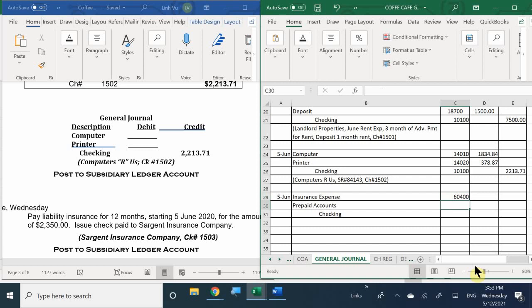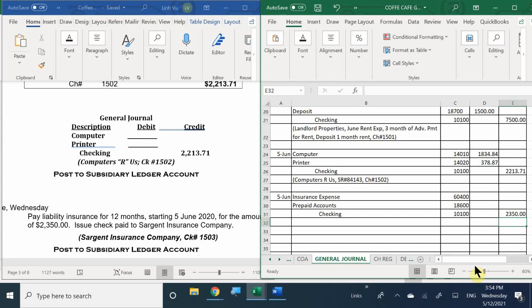60400. Prepaid accounts, right? You can look right above, because we did use that account before. So that should be 18,600. And then, of course, what's my checking number? 10,100. So here's the one thing that we know. We know that we wrote one check for $2,350. That was what the check amount was for.